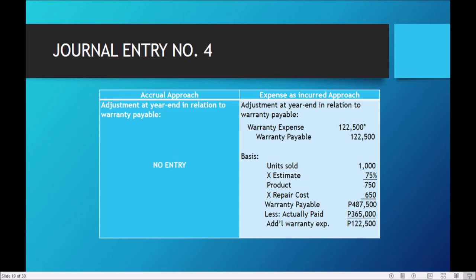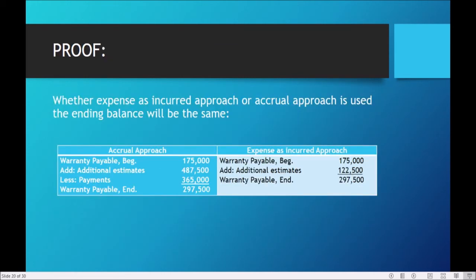Sir, parang mas madali yung accrual approach kaysa sa expenses incurred. Oo, mas madali yung accrual approach kaysa sa expenses incurred approach. Pero whatever approach you use, we will come up with the same ending balance. To prove that, ito yon. Whether expenses incurred approach or accrual approach is used, the ending balance will be the same. Look, the warranty payable beginning is 175, provided naman po yun sa problem. Nag-credit po tayo, so additional estimate of 487. Tama?